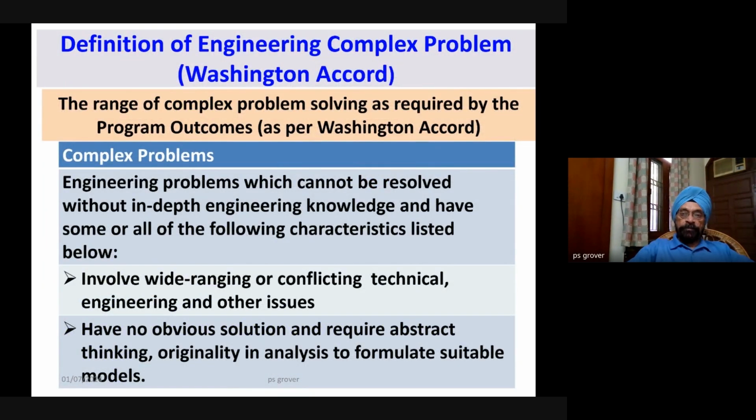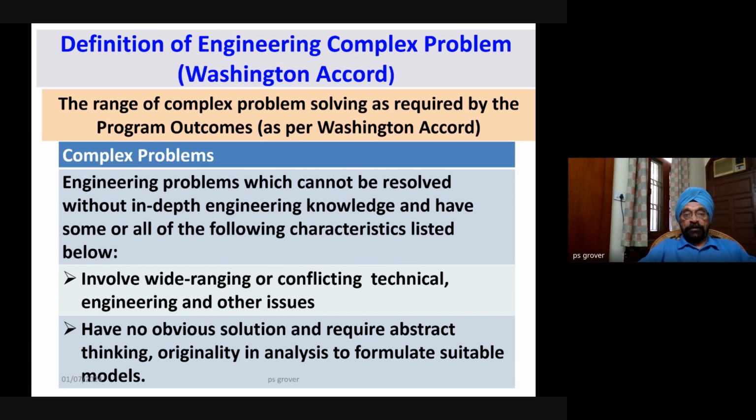Now, when I say complex problem, what does it mean? Complex, in this context, is not a difficult problem. It implies different. Its definition has been given in the Washington Accord. The range of problem solving is required by the program outcome. Engineering problem cannot be resolved without in-depth engineering knowledge and has some or all of the following characteristics below. That means they are not textbook problems. They are real-life problems. They have technical component, they have engineering component, they don't have an obvious solution. They involve a lot of thinking.